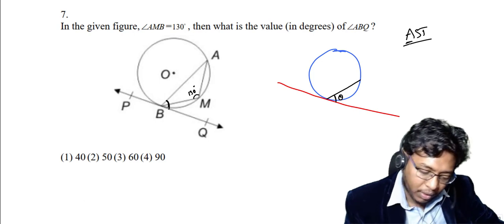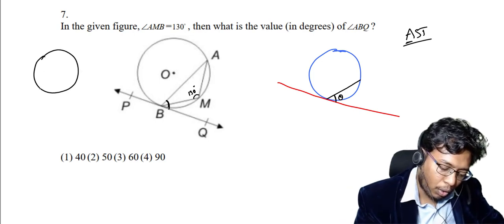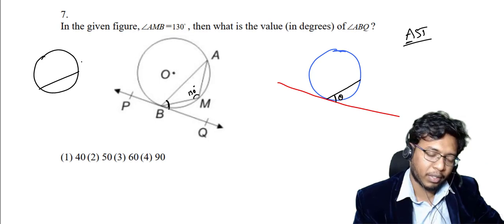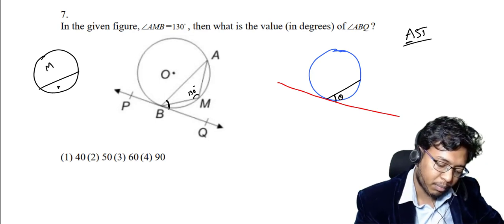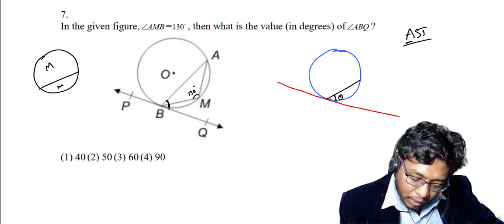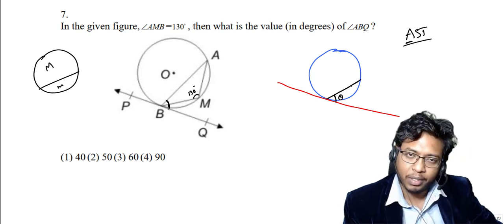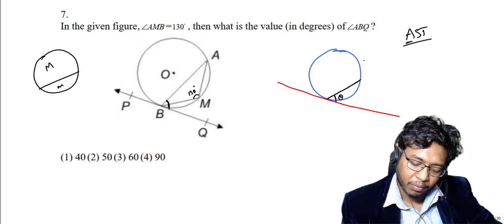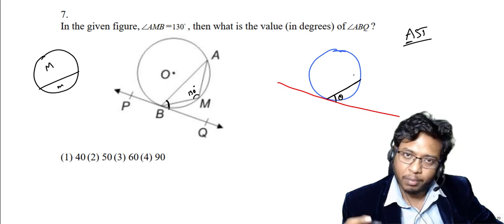So what is a segment? If you take a circle like this, a chord will divide the circle into two segments. This is the major segment, this is the minor segment, right? Now this chord is dividing the circle into two segments. One is the major segment, this bigger part, and this smaller part is the minor segment.